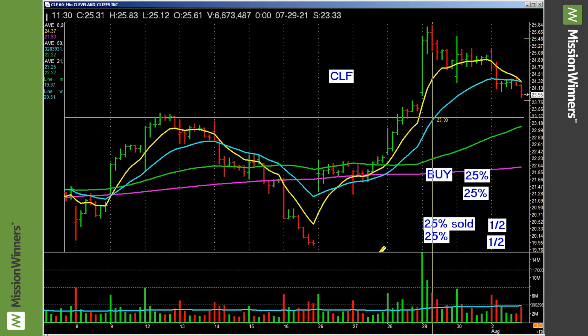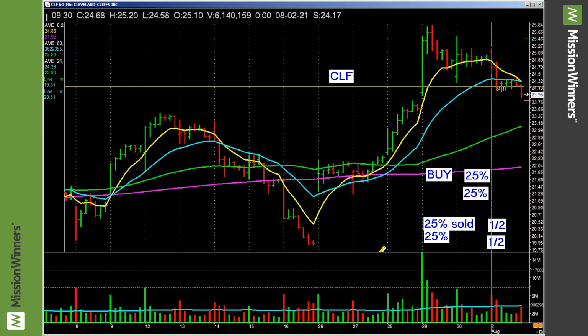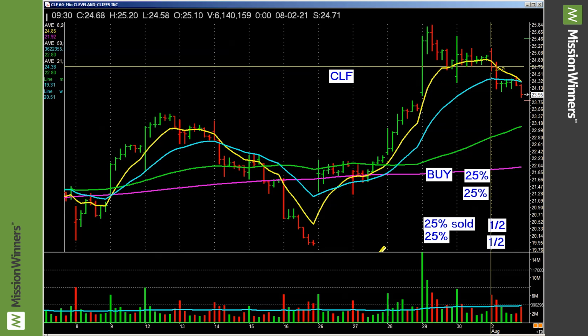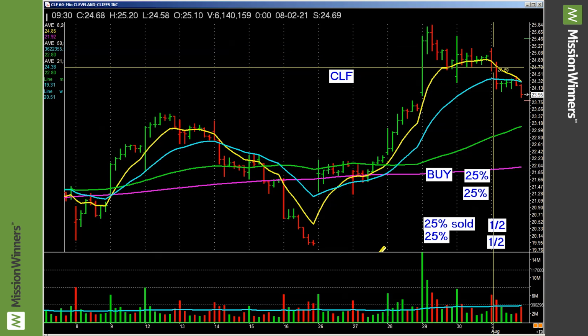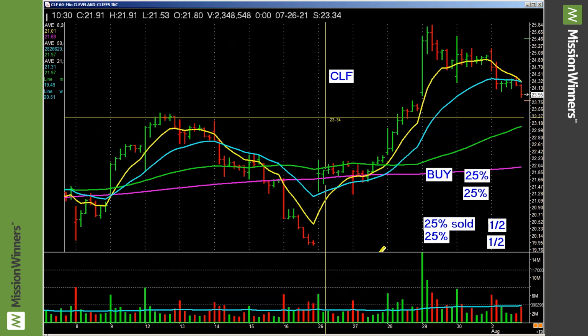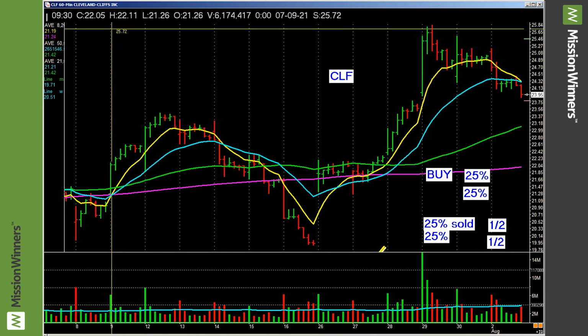Here's the hourly chart. This is the first hour of the day. Look what it did today, team. It rallies up and it drops down. It gaps up and it reverses down on a pickup in volume. You know what we do? We sold some. This is the hourly chart.